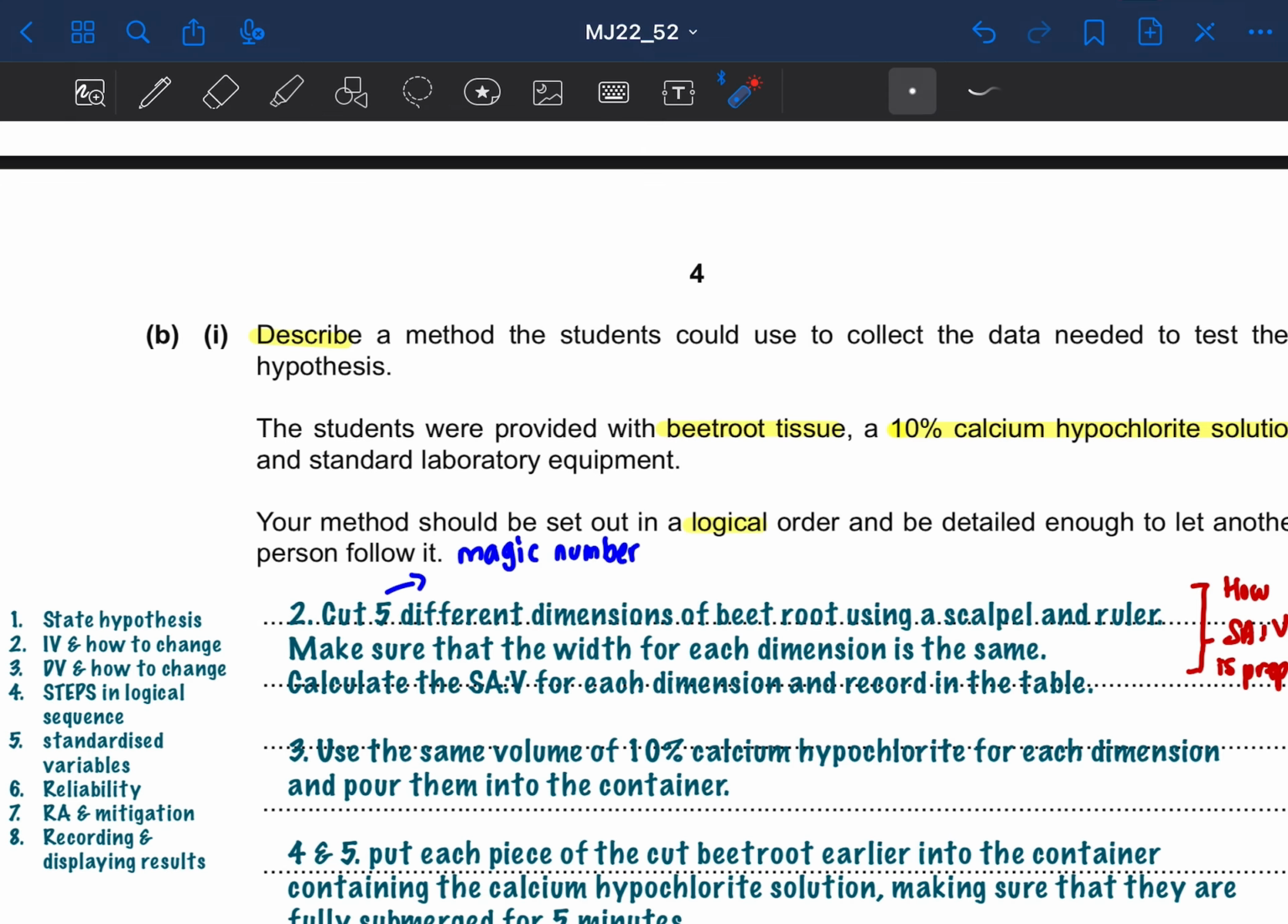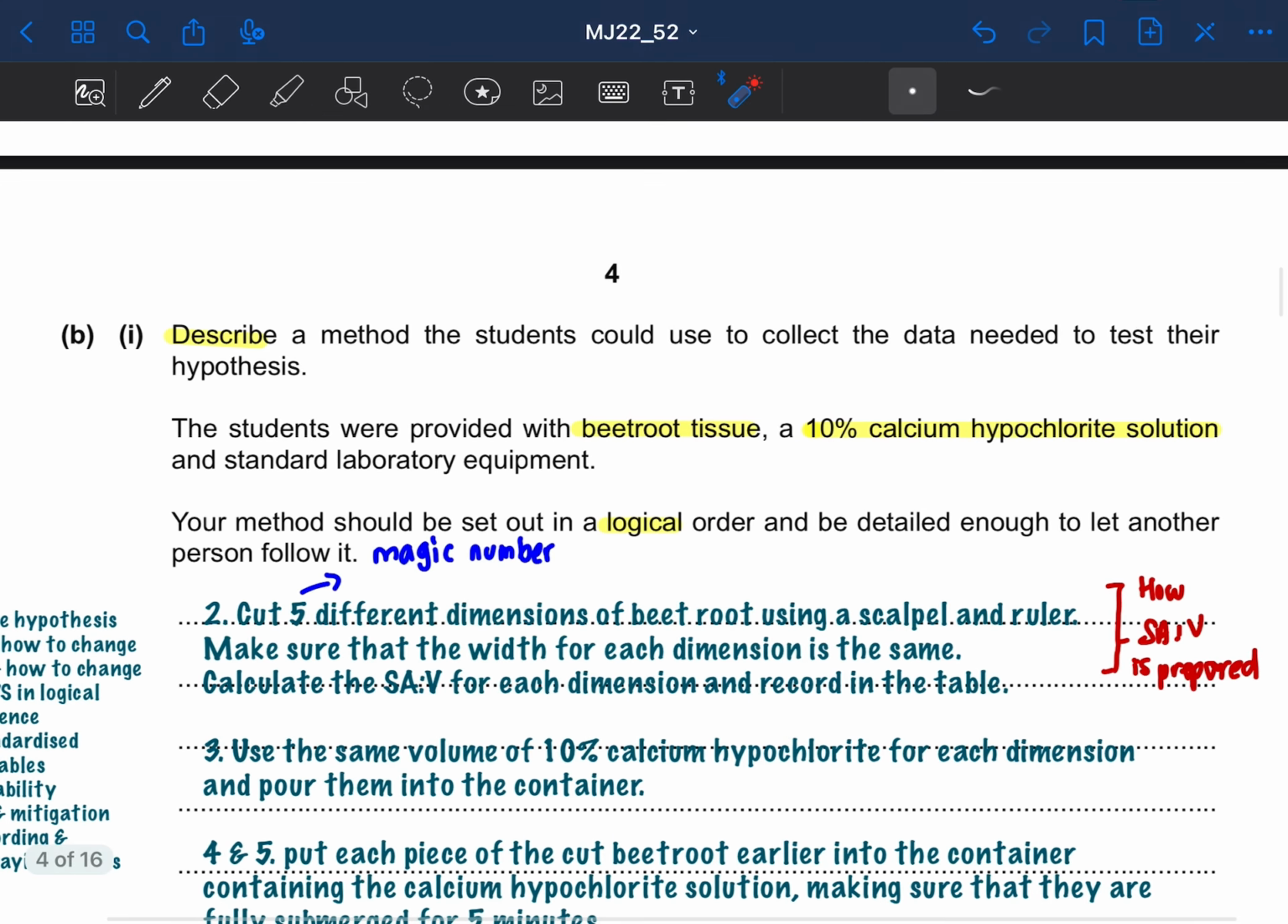But going back to this question, we know that we're going to be preparing different surface area to volume ratios. After you've described how it's being cut, you then need to mention how you're going to calculate the surface area to volume ratio for each dimension, and we just prepare a table to record that.